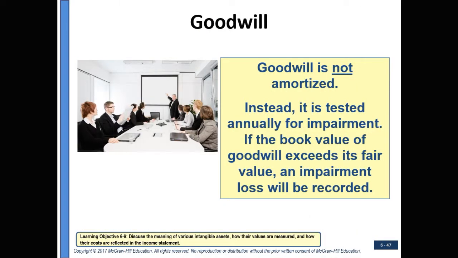Goodwill is an intangible asset that is not amortized. What we do is we test it annually for impairment. If the book value of the goodwill exceeds its fair value, an impairment loss will be recorded.